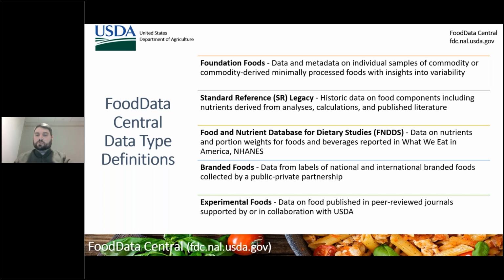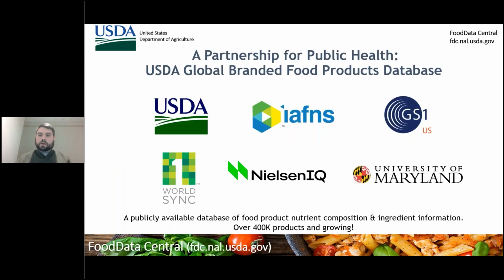FNDDS, known as Food and Nutrient Database for Dietary Studies, includes data on nutrients and portion weights for foods and beverages reported in What We Eat in America in NHANES, the National Health and Nutrition Examination Survey that we just talked about in our previous presentation. Branded foods, which is data from labels of national and international brand foods collected by a public-private partnership that I will expand on. And experimental foods, which are data on food published in peer-reviewed journals and supported by or in collaboration with USDA. So now I will talk more about branded foods.